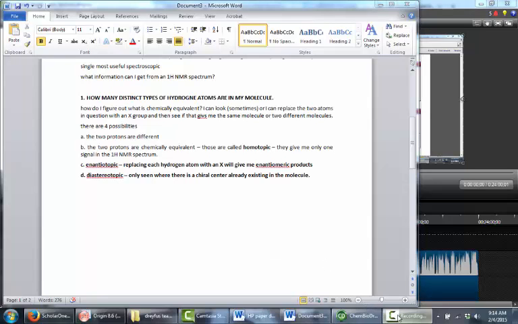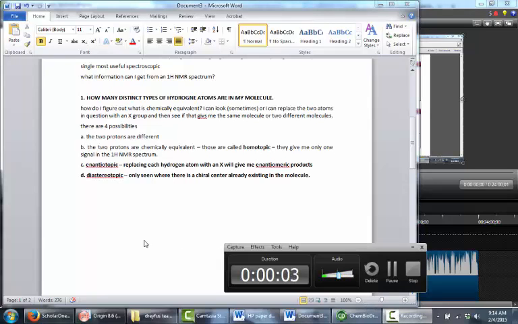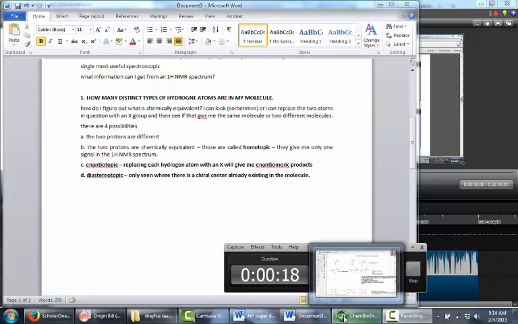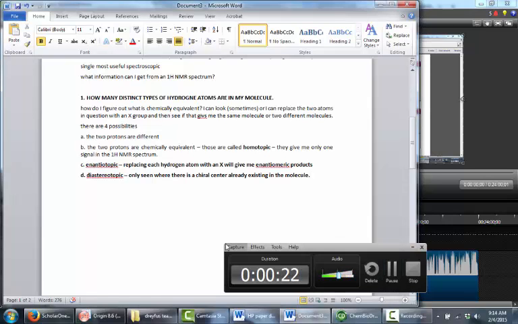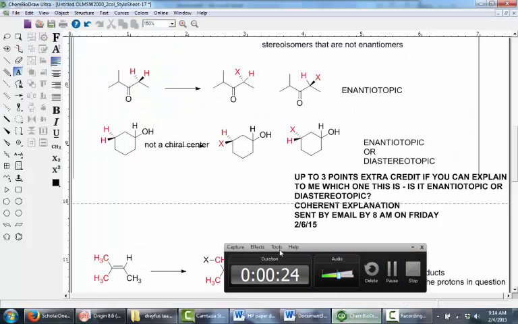So what we're going to see, in addition to the two different options that we've already discussed, which is that they are identical or homotopic protons, or different, we actually have two other options for these hydrogen atoms as well, and they're a little bit less obvious than identical or different. So this third case here is what we call enantiotopic protons. What do I mean by that?